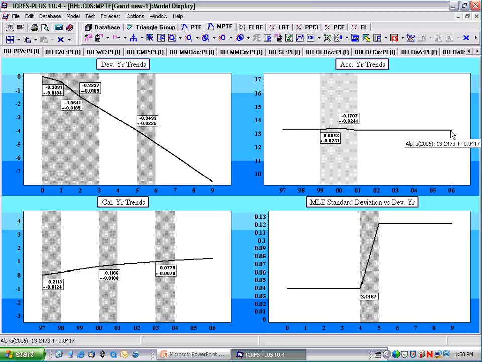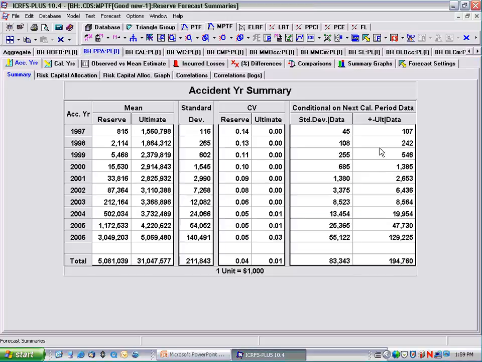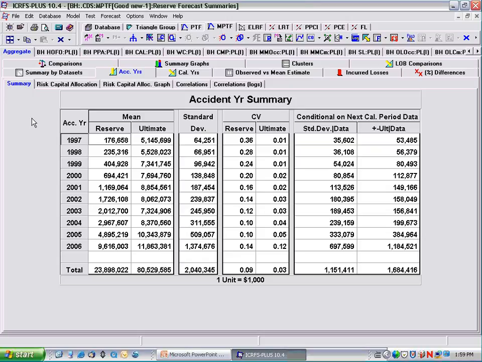So let's go to forecast summaries, and that has a lot of information in it. And let's go to the aggregate. First of all, if you just focus on the blue tabs, we're looking at the accident year summary, and we have a mean reserve of around 24 billion. We have a standard deviation of 2 billion. The coefficient of variation is 9%. Let's not worry about these statistics here at the moment.